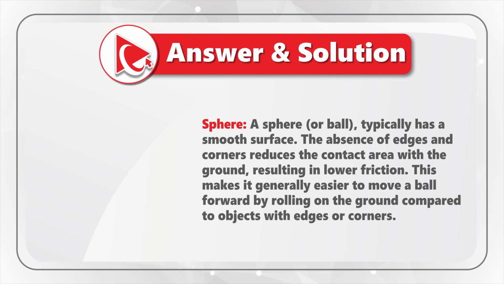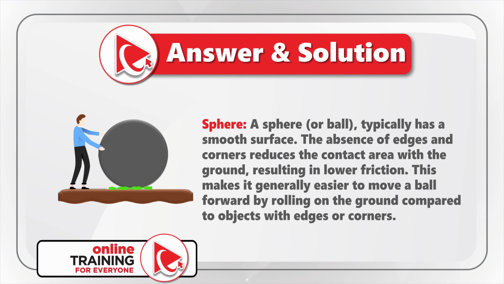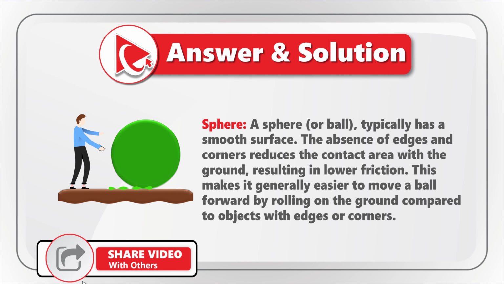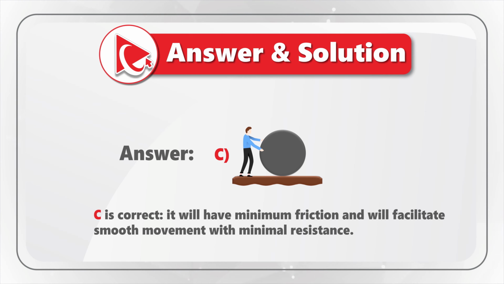Which brings us to choice C, the sphere or ball, which typically has a smooth surface. The absence of edges and corners reduces the contact area with the ground, which results in lower friction. This makes it easier to move the ball forward by rolling on the ground, compared to objects with edges or corners. This is why choice C is correct. It will have minimum friction and will facilitate smooth movement with minimum resistance.